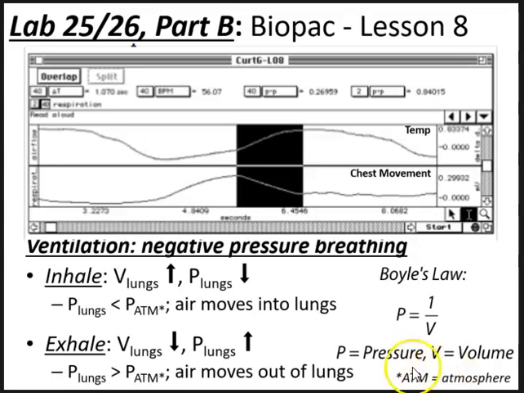So again, an increase in pressure allows for movement of air out of the lungs, and then the temperature goes up because the air in the lungs has been warmed in the body, and is a lot warmer compared to the ambient or room temperature. Okay?